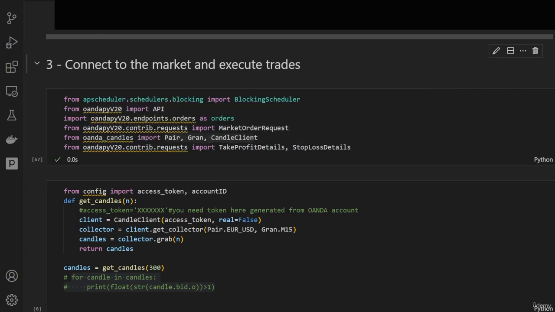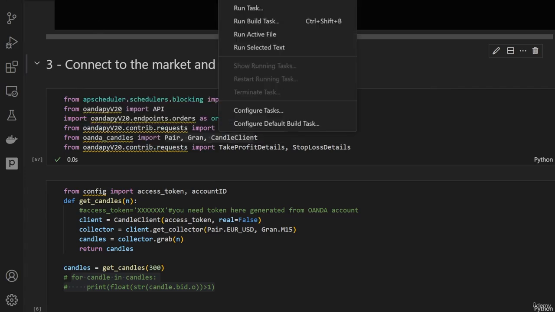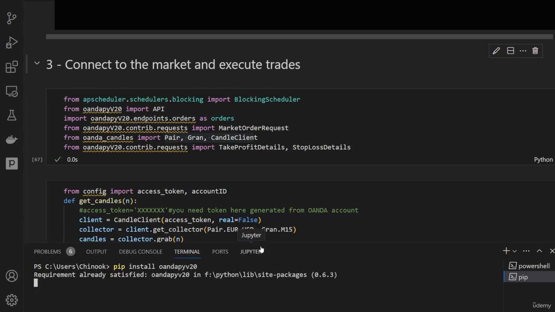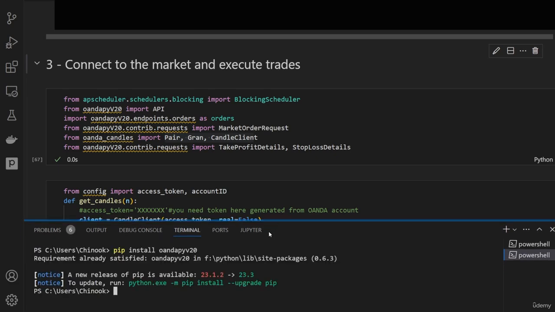If you don't know how to do this, we can open a terminal and we need to install it. So we can do pip install oandapyV20. It should find the package in the repo. Since I already have this installed, the requirement is already satisfied, I do have oandapyV20. It's actually V2.0, but we're writing it V20.